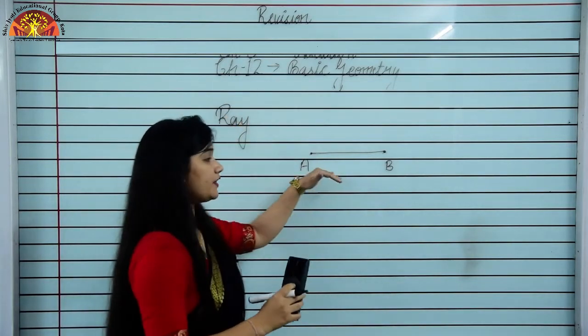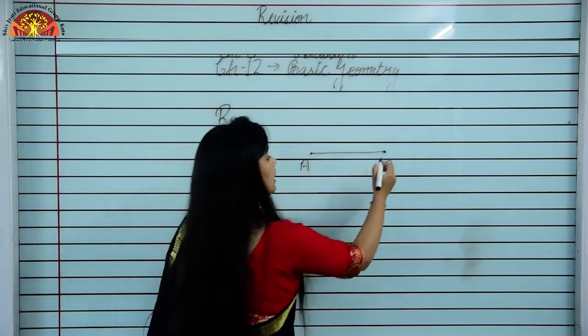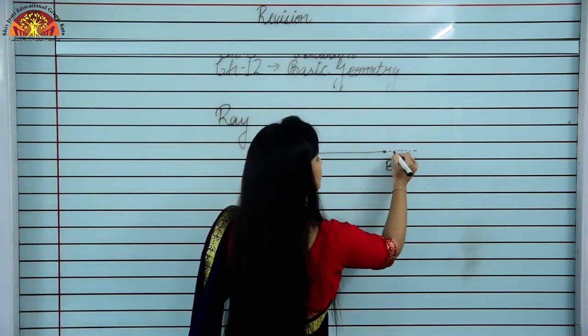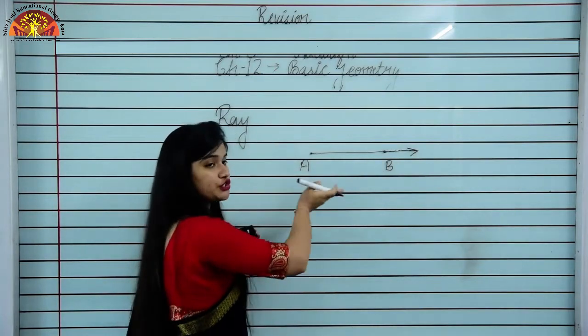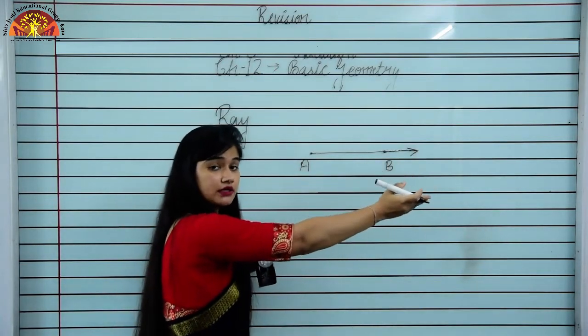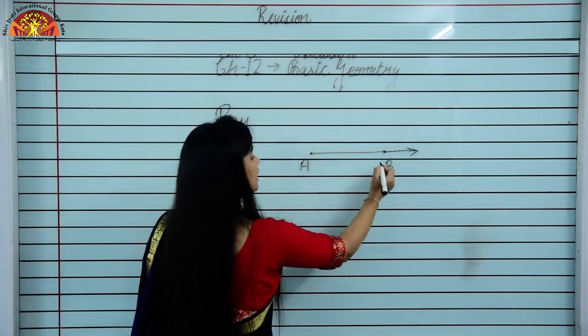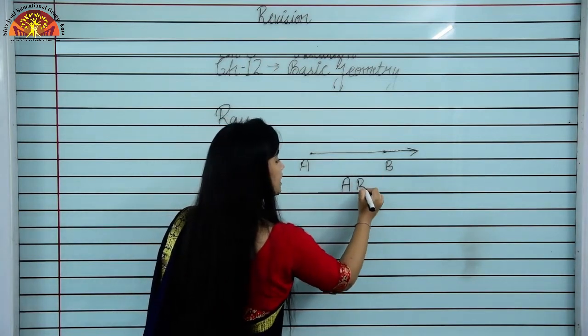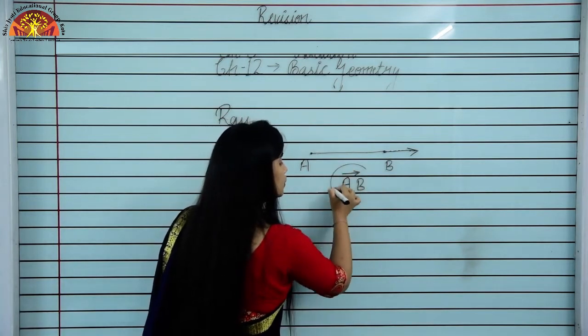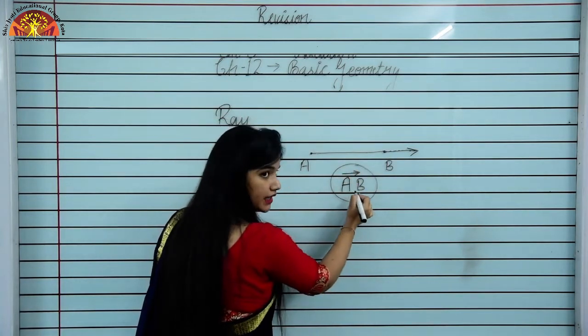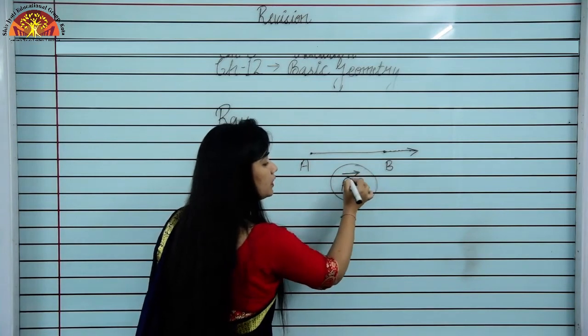So students, if I take a line segment and I am extending this line segment in this direction, मैं एक line segment लेके उसे एक direction में क्या कर दूँ? आगे extend कर दूँ, उसे आगे बढ़ा दूँ. Then I get a ray. तो मुझे क्या मिल जाएगा? एक ray मिल जाएगा. And how I can show a ray? To show a ray, I have to write A, B and I have to show an arrow.